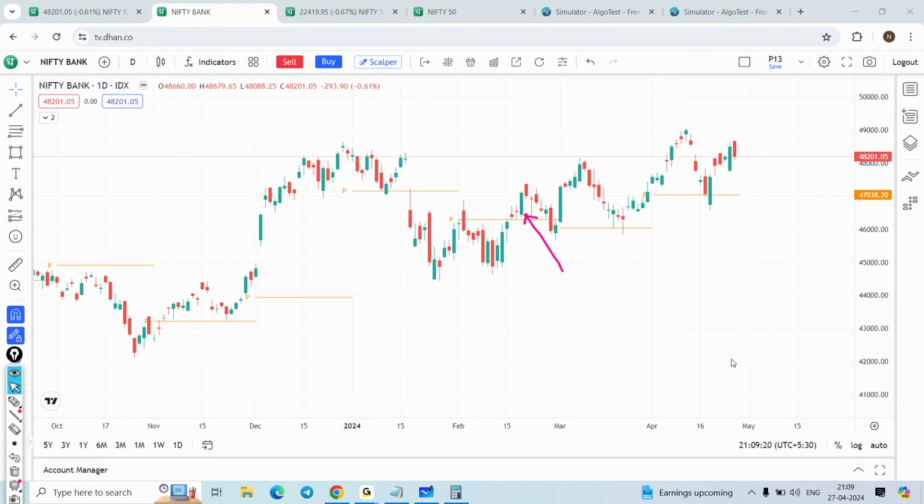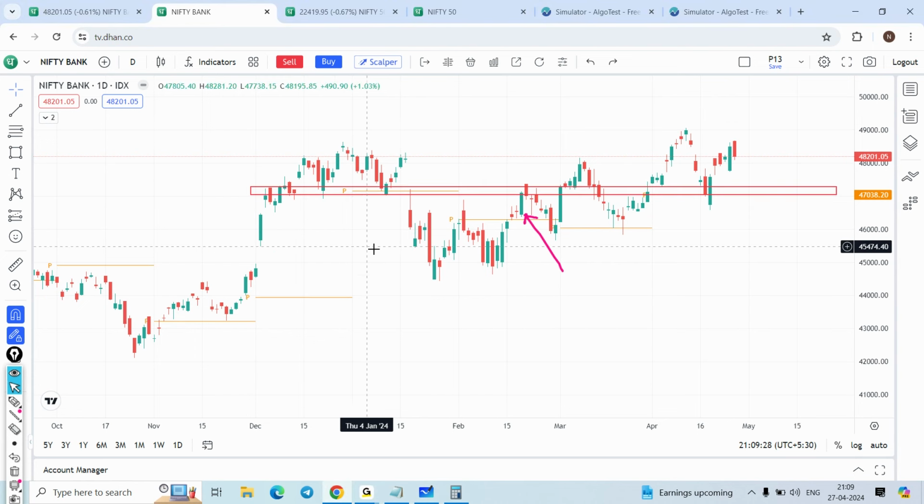I have removed the supply zone or support and resistance zone mark. It's a good candle close. Fine and fair. Now, it is closing inside the supply zone. Okay, good. Next day, what is happening?